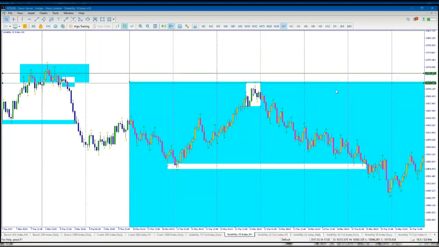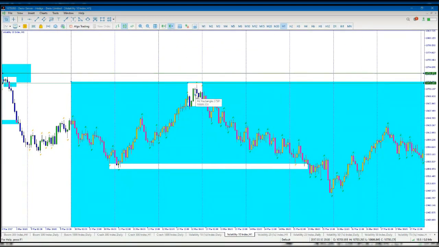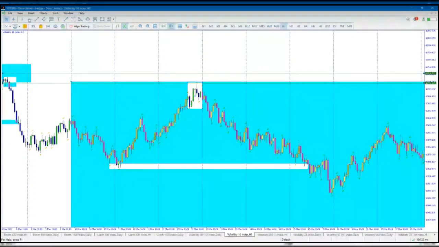Okay, this is H1. So where will you be looking at? Let's answer. This is our POI. You've not seen this move, this whole move that happened here from here to here. You've not seen this.